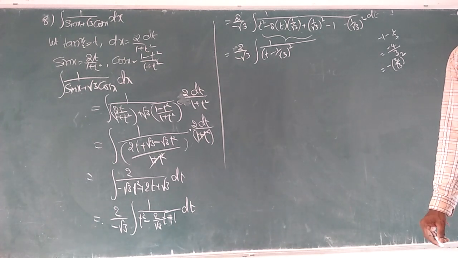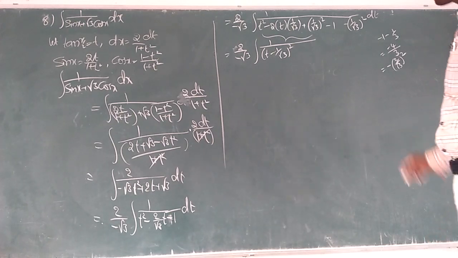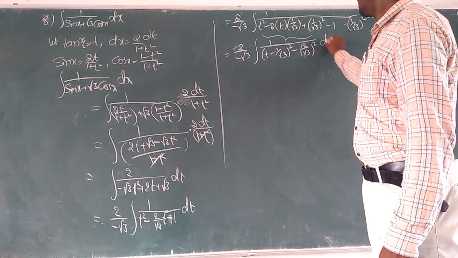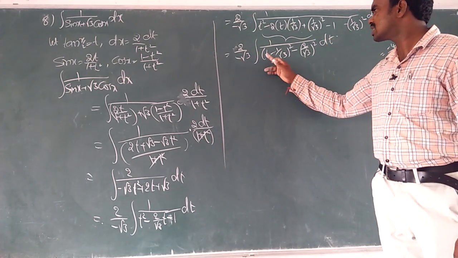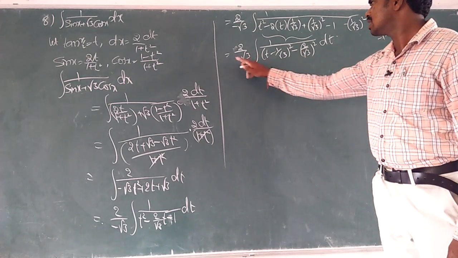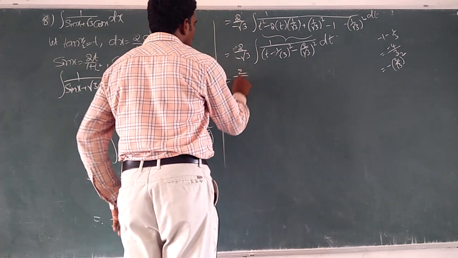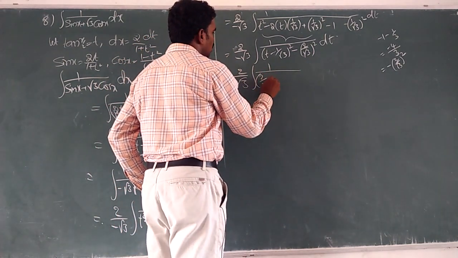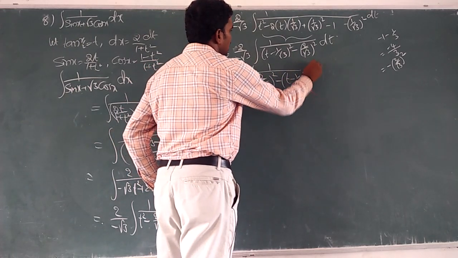Check it once. Yes, 2 by root 3 whole square. So minus 2 by root 3 whole square into dt. But here minus is there, so multiply it inside: minus into minus is plus, minus into plus is minus. So we get 2 by root 3 into integration of 1 by 2 by root 3 whole square minus t minus 1 by 3 whole square.